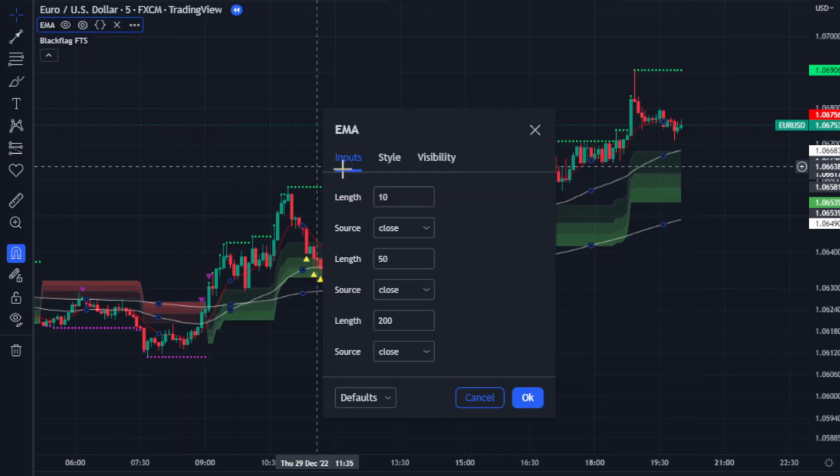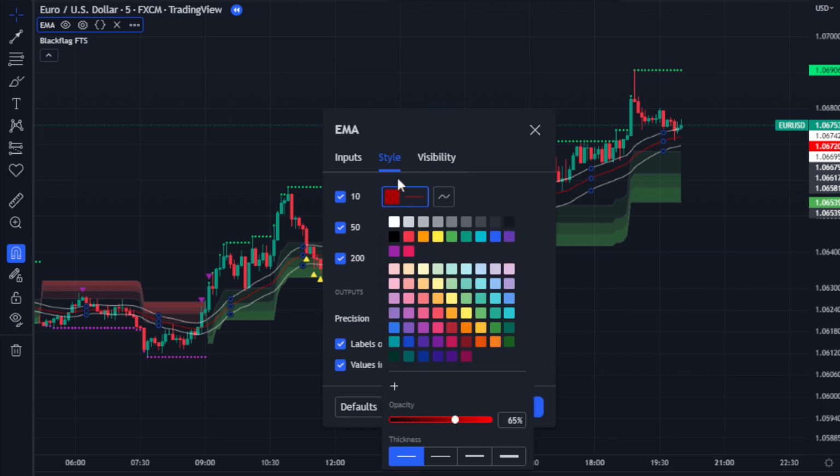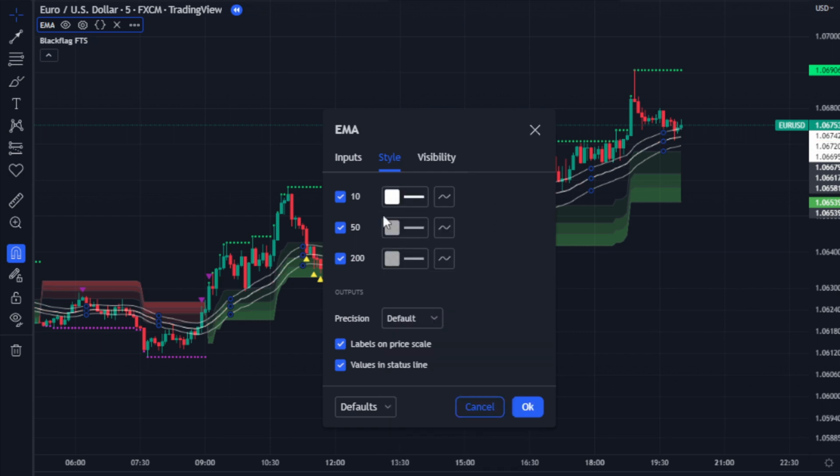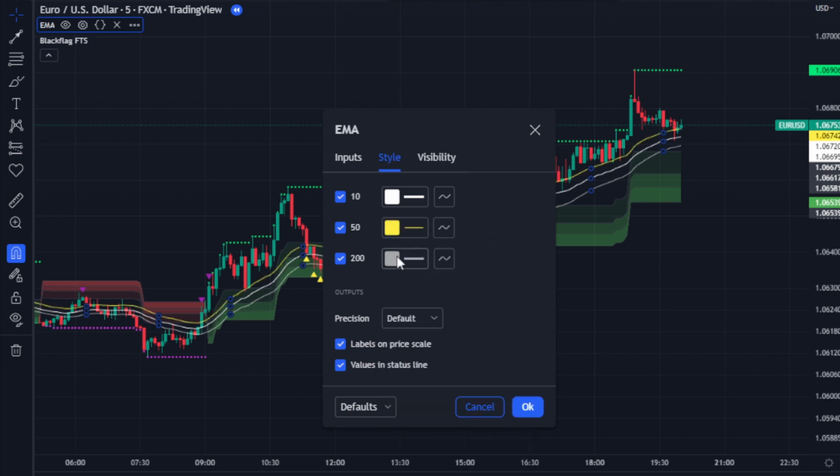First, the 3EMA, we press on this indicator to modify its inputs, and we are going to change all the length to 32. The second EMA we put in high. The third EMA we put in low. Now the style. The first EMA will be white and its opacity at 100%. The second and third EMA will be yellow with 100% opacity.